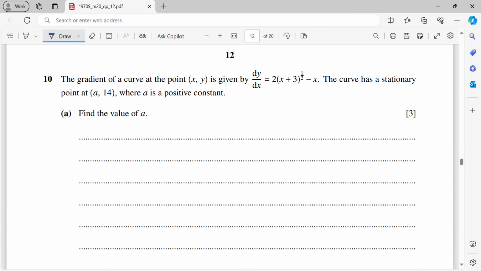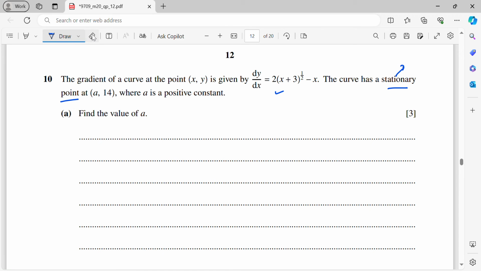So for question number 10, the gradient of the curve is given by this expression. Then the curve has a stationary point. So whenever you see stationary points, it means that dy/dx equals to 0. Right? So here you should write dy/dx equals to 0. And at this point, where a is a positive constant, find the value of a. Means only one a for your final answer.